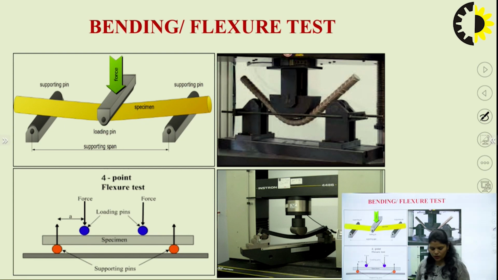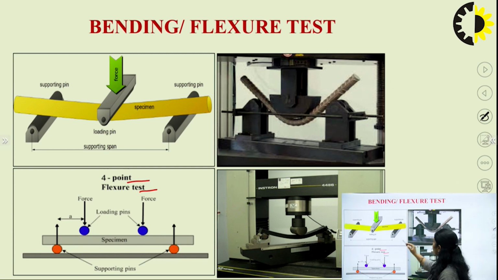Okay. So if we talk about the bending or flexure test, we have two types of test which we commonly use. First one is the 3-point flexure test and the second one is the 4-point flexure test or bending test. Okay, and the materials which we use for the bending test are usually polymers or woods, composites or brittle materials. So for these materials we perform this test.